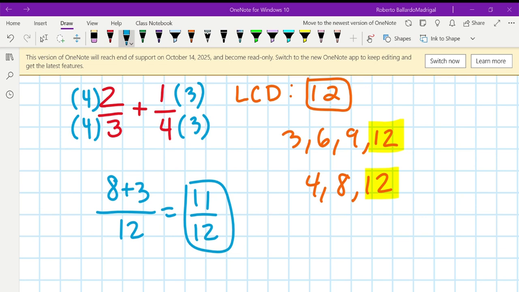Any questions on this review? No, it's creamer. No, that would be a lot. Okay, then now we can look at some rational expressions.